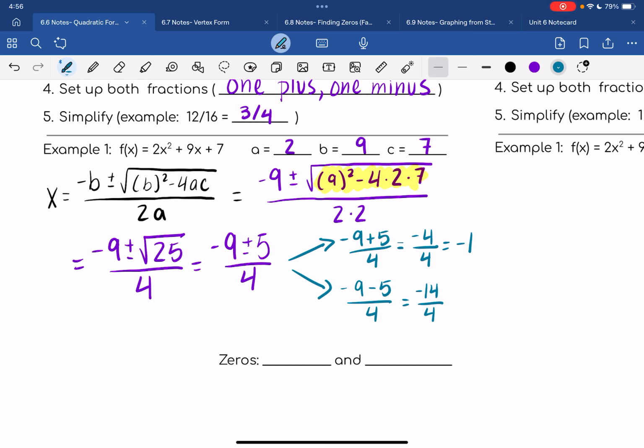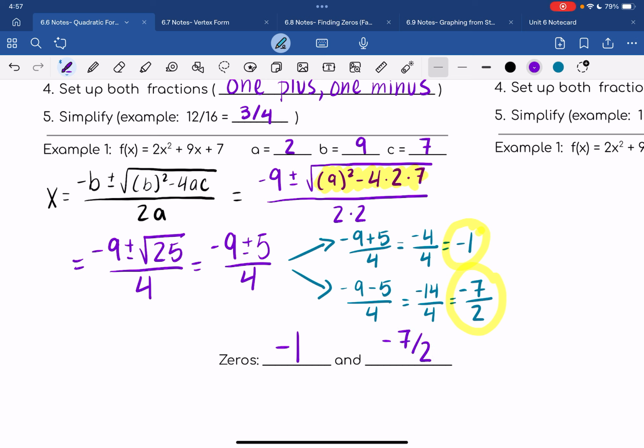And then negative 14 over 4, that does not divide out evenly, but I can reduce it. I can divide the top and the bottom of that fraction by 2. So negative 14 divided by 2 would be negative 7. And 4 divided by 2 would be 2. So I get negative 7 halves. So those right there are my 2 answers. So negative 1 and negative 7 halves.